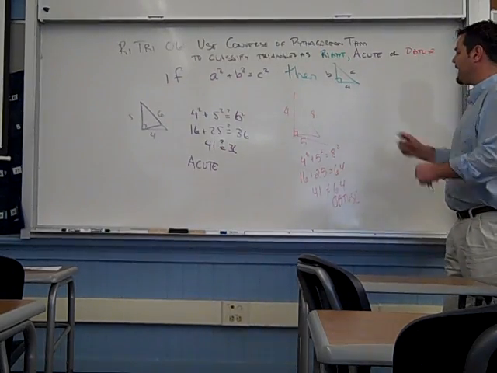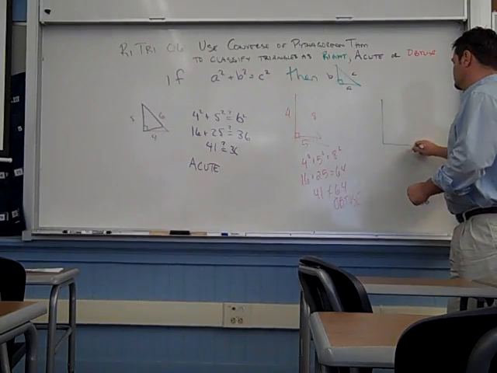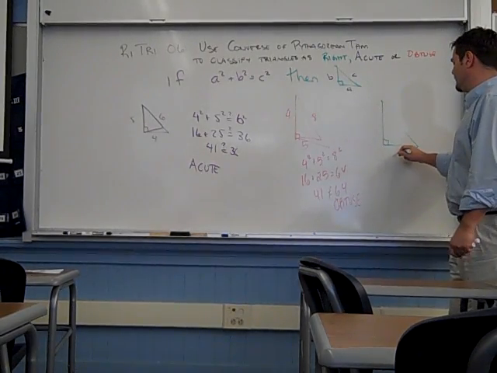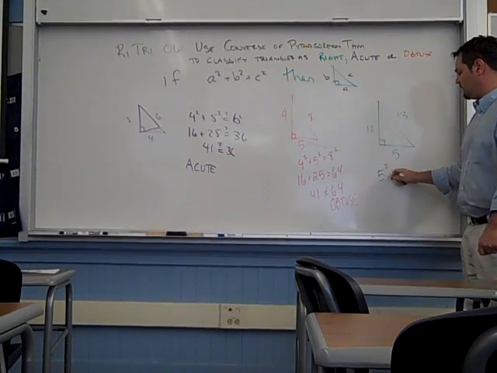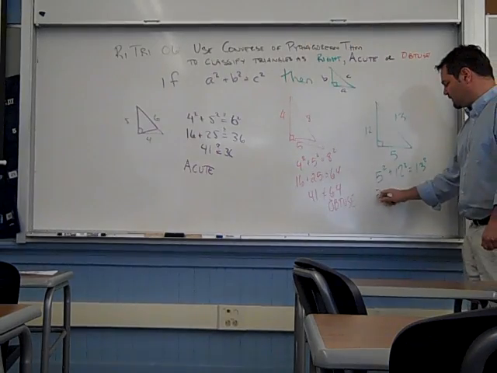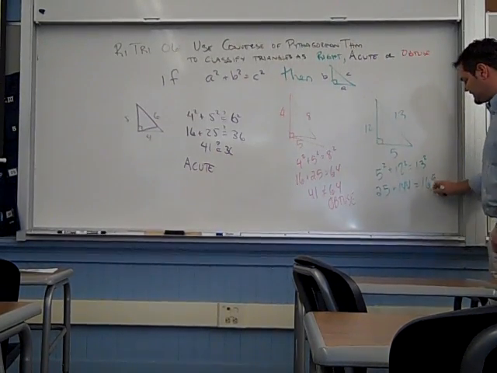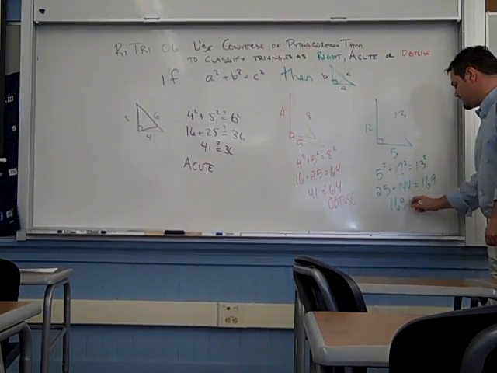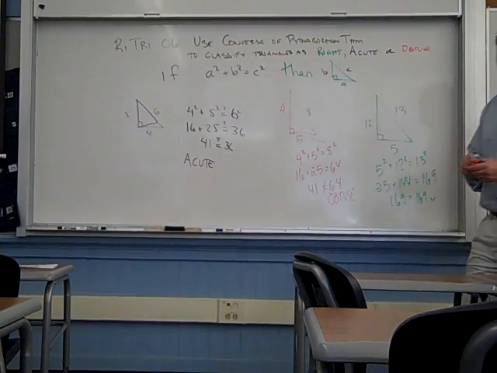Lastly, if in fact the triangle were a right triangle, we would expect that 5 squared plus 12 squared equals 13 squared. 25 plus 144 is equal to 169. 169 is equal to 169. That works. That tells us it's a right triangle.